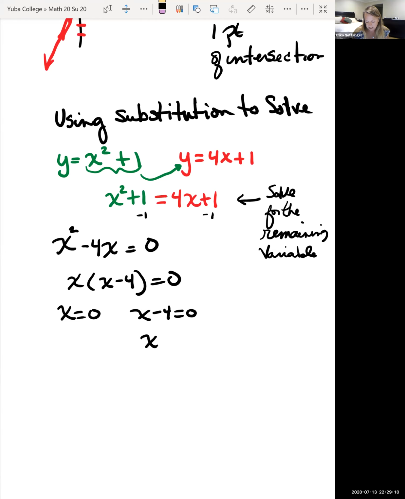There's two values which set this equal to 0: when x is 0 and when x minus 4 equals 0, or x equals 4. So we need to find the y value of the point. This is the x value of the point. You need to find the y value. So you have to go back in here and plug it into either one of these equations. This is where they're intersecting, so this is where your y values are going to be exactly the same. Okay. So we want to find the y values.